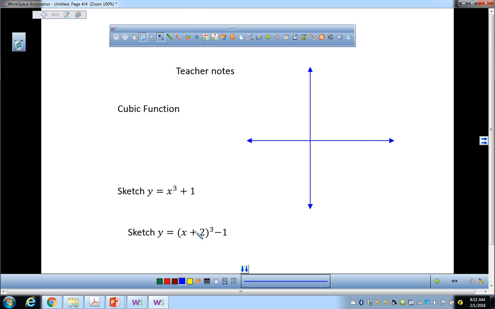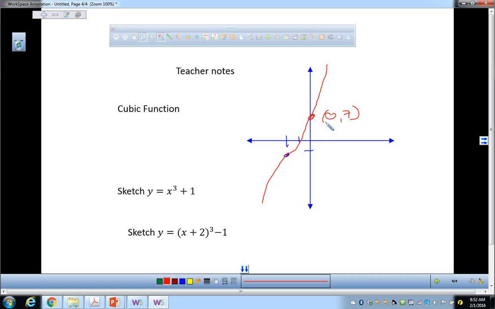Go ahead, Tyler. Would it be shifted left 2 and down 1? It would be shifted left 2 and down 1. So the only thing that would change would be shifted left 2 and down 1, and then you could just kind of sketch it in there. Y equals x cubed. You could find the intercept by plugging in 0. 0 in there gives me out 8 minus 1, right? Which makes my intercept 7, positive 7. So this point would be (0, 7).